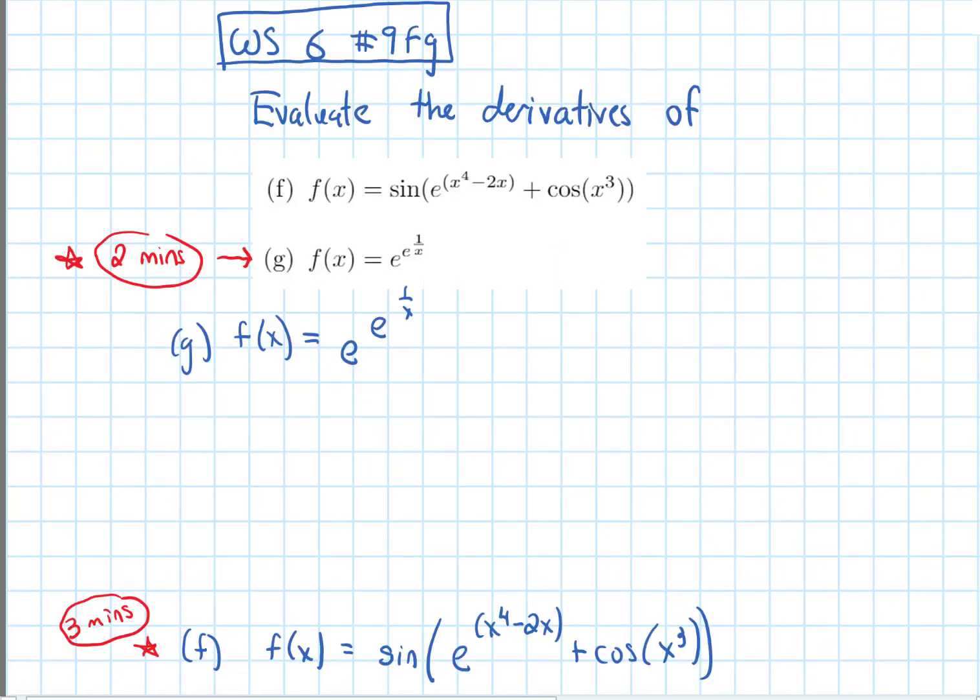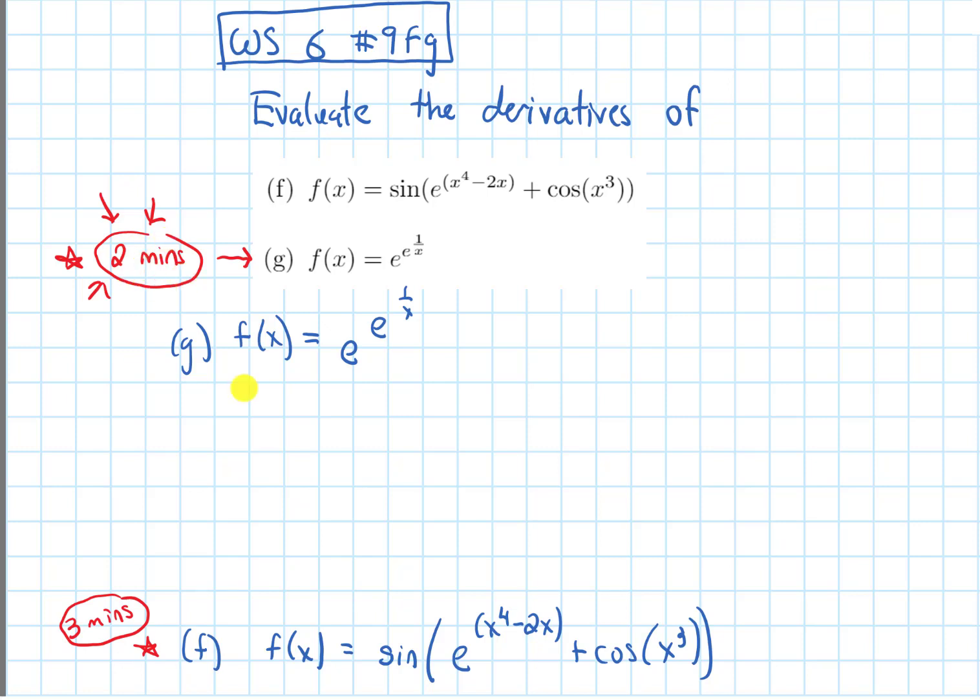All right, let's look at another practice problem. This one's from worksheet 6, and I want to look at 9, first part g, which is f of x equals e to the, and the exponent of the e is e to the 1 over x. So we want to evaluate this derivative. First, give yourself 2 minutes to try this. Pause it and try this one for 2 minutes.